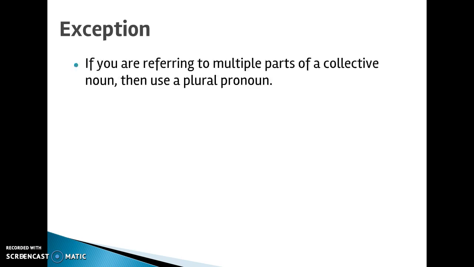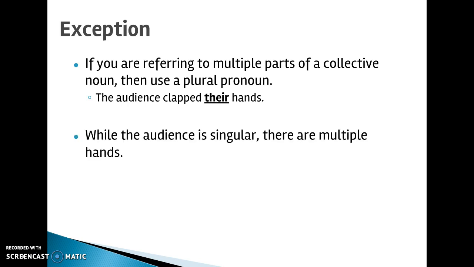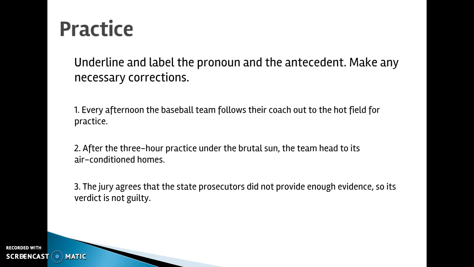Similar to the subject-verb agreement lesson, the exception to the rule is if you are referring to multiple parts of a collective noun, then you have to use the plural pronoun. So for example, audience is a singular collective noun, but if I were to say the audience clapped their hands, I'm referring to multiple parts of the singular noun, and so now I shift from its to their because it's many hands that are being referred to. So again, while the audience is singular, there are multiple hands.